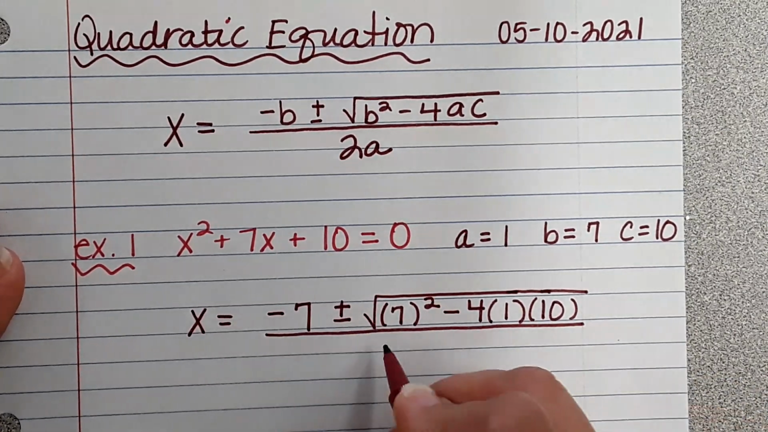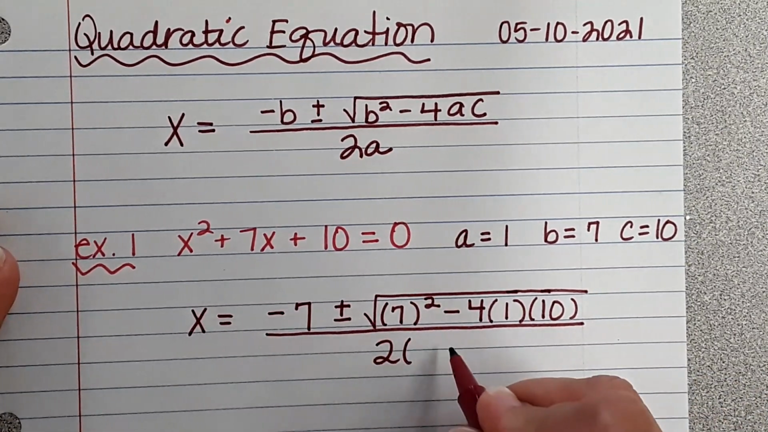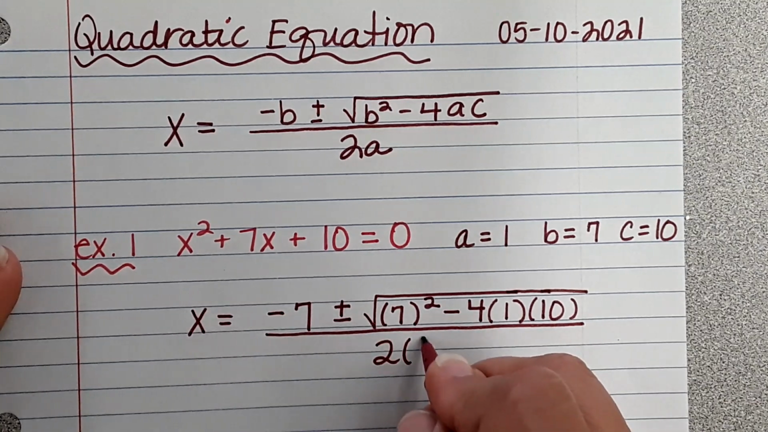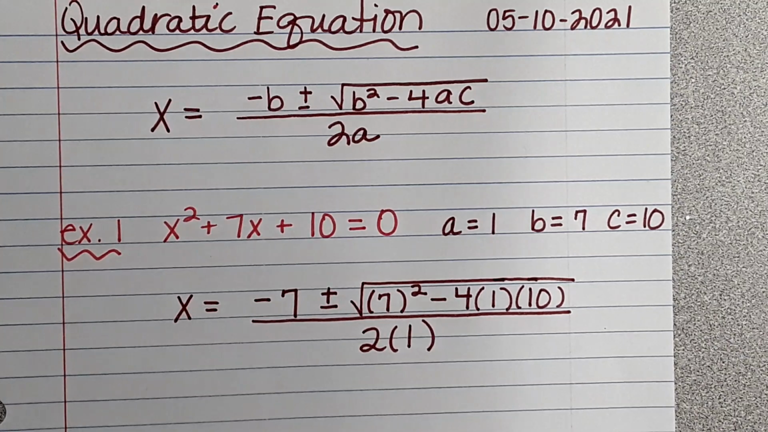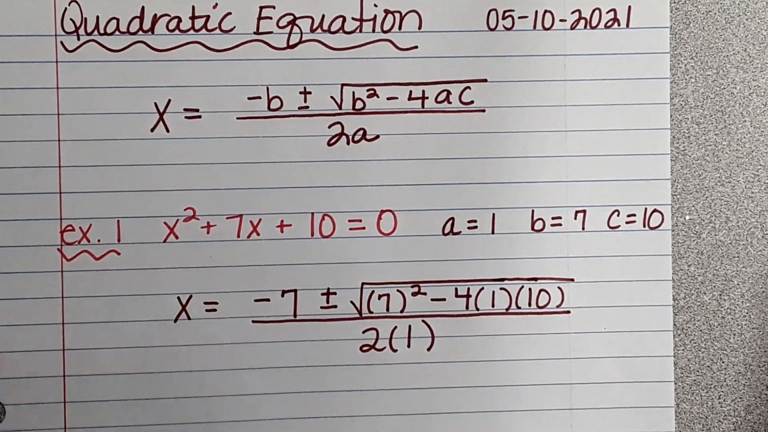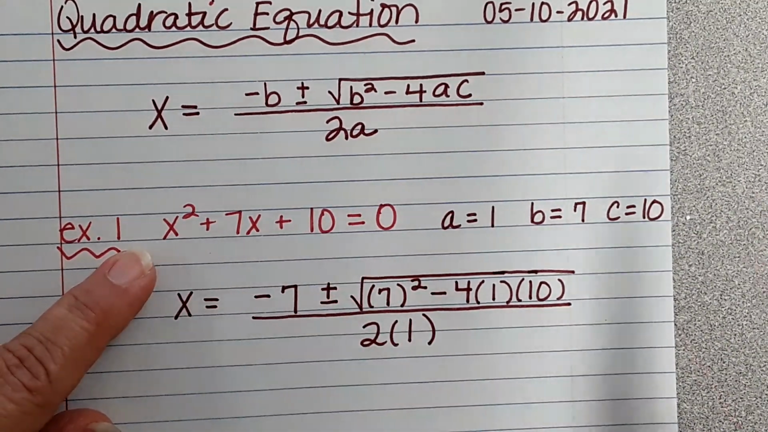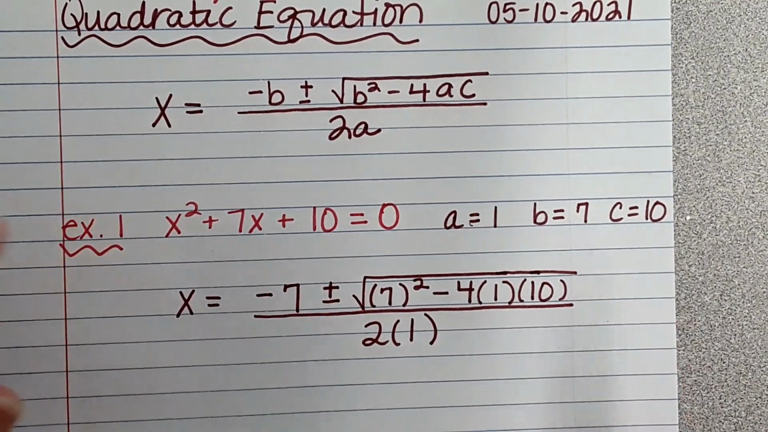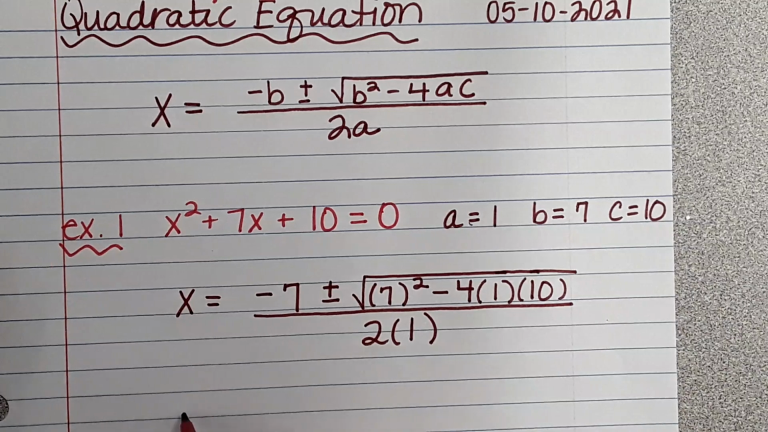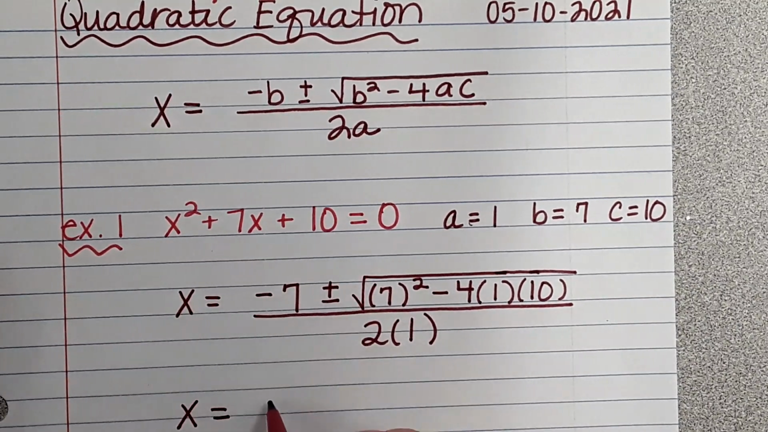All over 2 times A. And what is A? 1. So instead of letters now, I'm writing my numbers. Where did I get my numbers? I got my numbers from the quadratic equation just like I've done before. A, B, and C. That negative 7 stays.